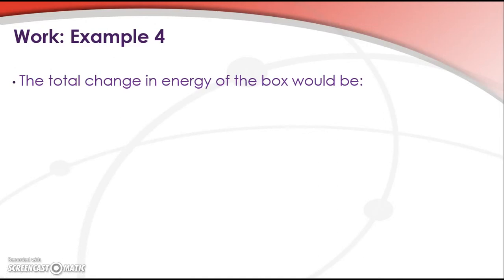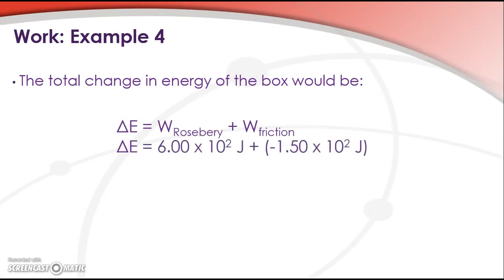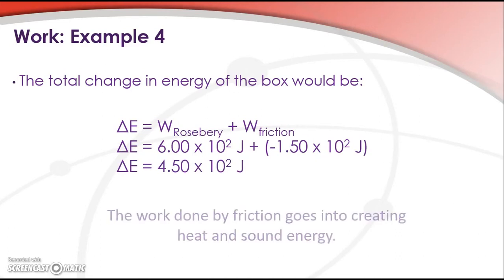So now what we can do is consider the total change in energy of the box. We can consider the work applied by Ms. Roseberry and the work done by friction, and do a simple algebraic sum. And we can see 600 plus negative 150 equals 450 joules of work done on the box as a net. And of course, where did the energy, the work done by friction, go? Well, according to the law of conservation of energy, it has to go somewhere. It creates heat and it creates noise.